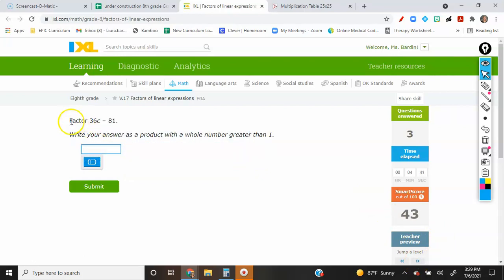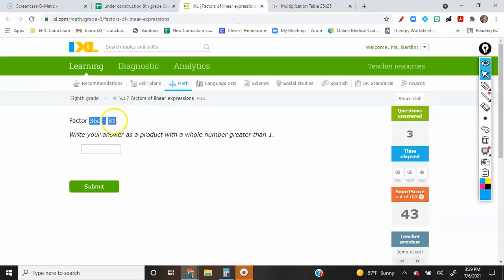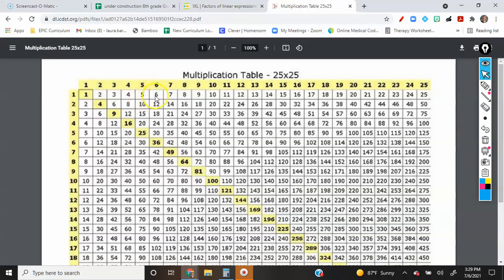Okay, so let's factor 36 and negative 81. Now I want you to write your answer as a product with a whole number greater than 1. So we're going to use this set of parentheses. But what number could we factor out and get 36 or 81? Again, I encourage you to look at your multiplication table. We want to find a number that is a factor of 36 and 81. So let's find it.